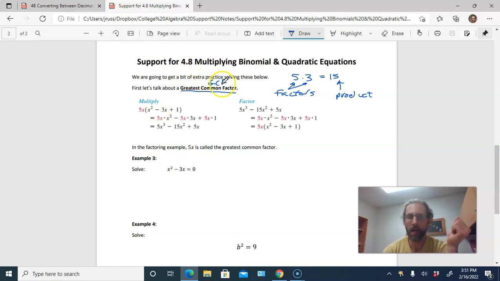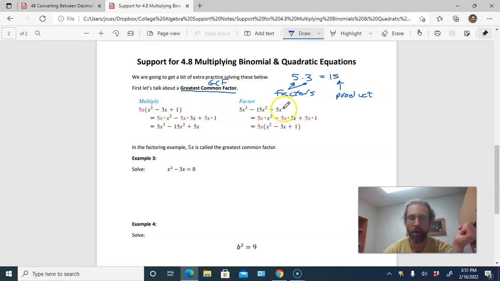Factoring out a greatest common factor is basically just undoing that distribution. So over here, if you look, all three terms have a factor of 5 in them because the 5 got multiplied to all three of those terms. So you can actually take it out.